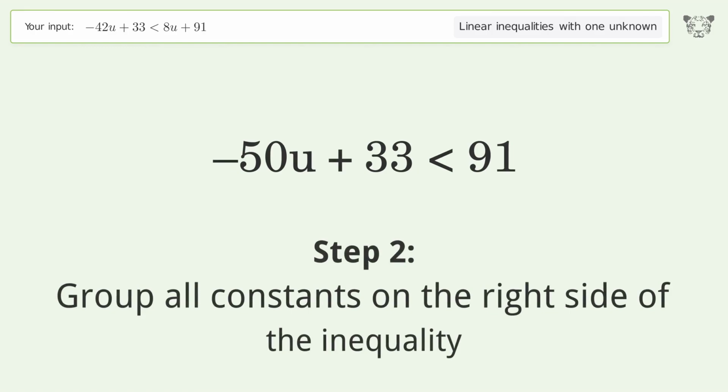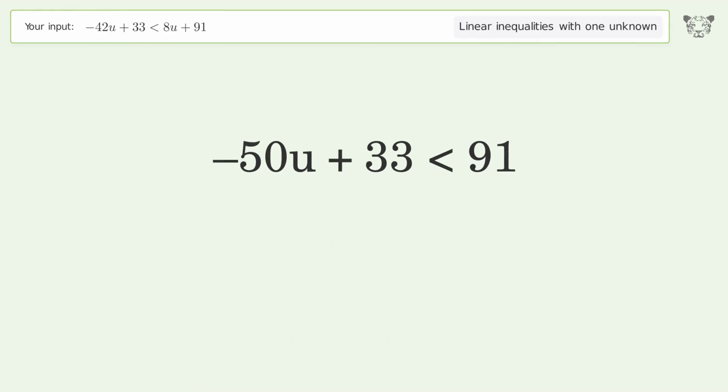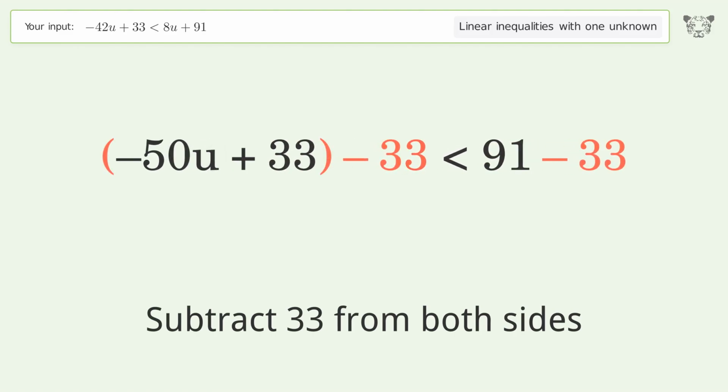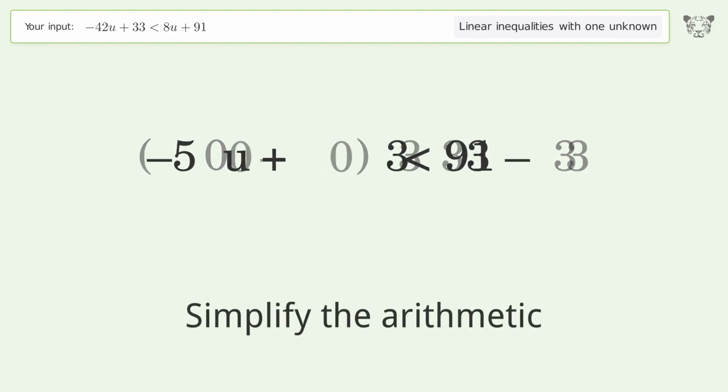Group all constants on the right side of the inequality. Subtract 33 from both sides. Simplify the arithmetic.